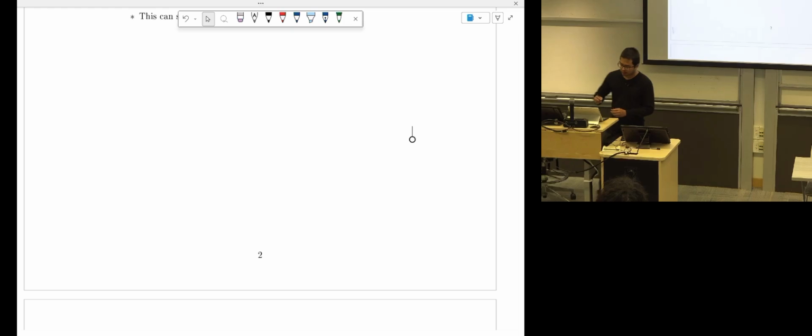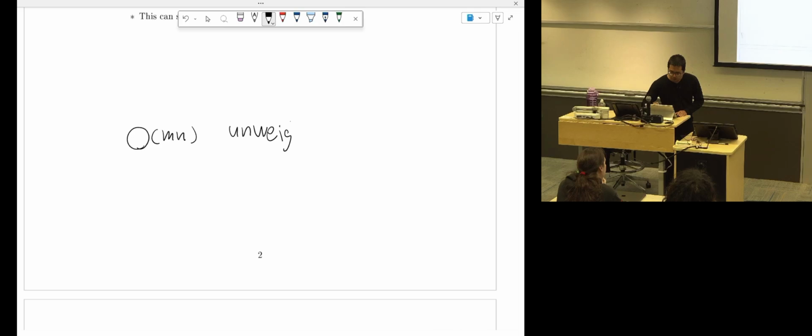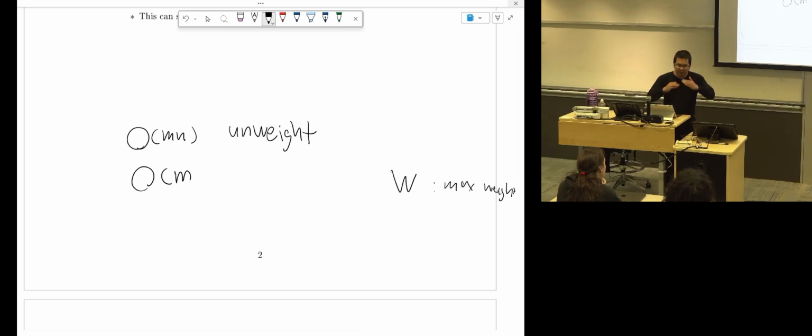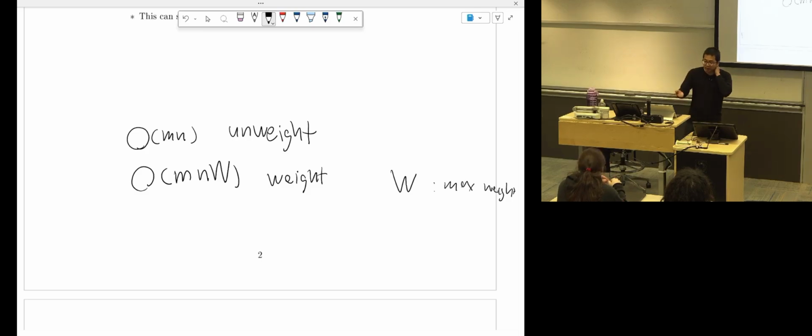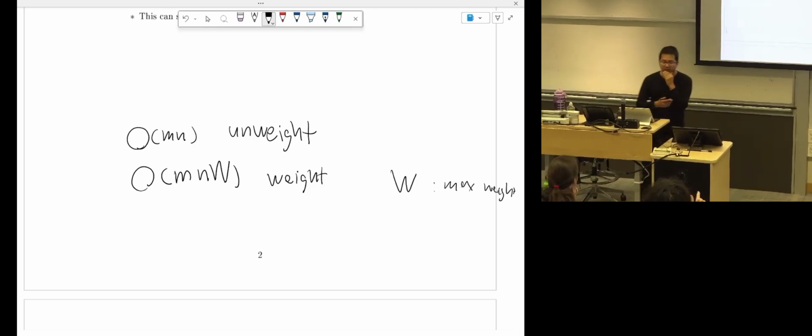Yeah, so unweighted, Mn. What about if the weight is W, where W is the max weight? The trivial way to solve this setting is just to increase the max level to something like NW, and that will give you this time. But we showed how to speed this up, and anyone recall what kind of running time we get? Epsilon to the -2 log W.